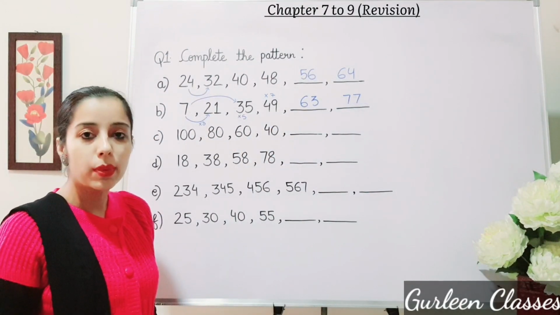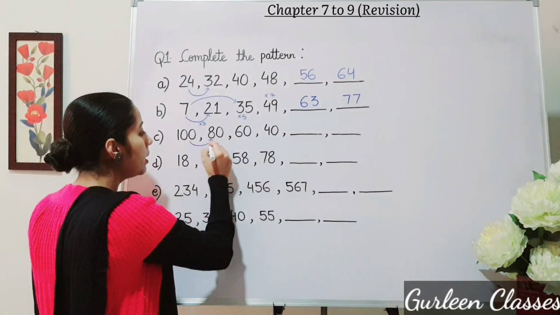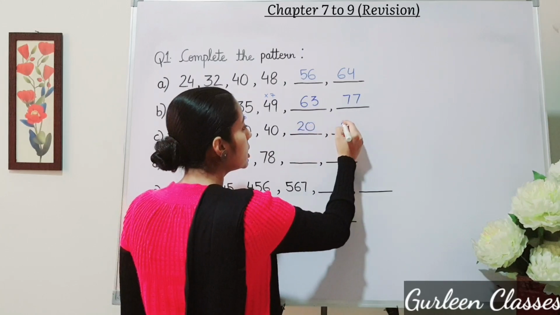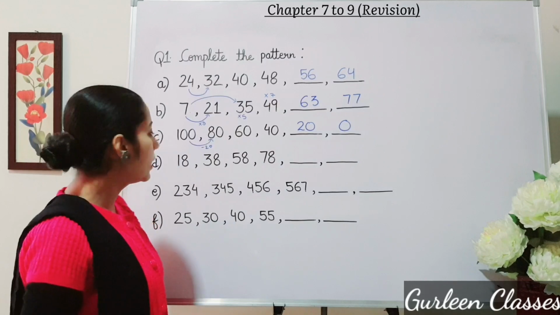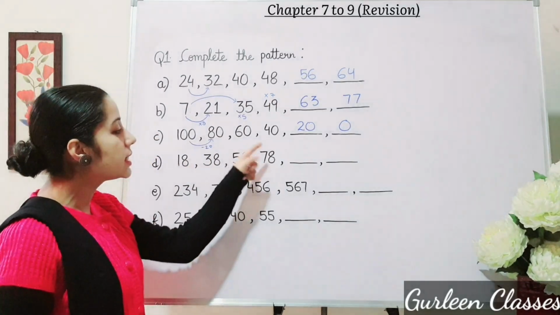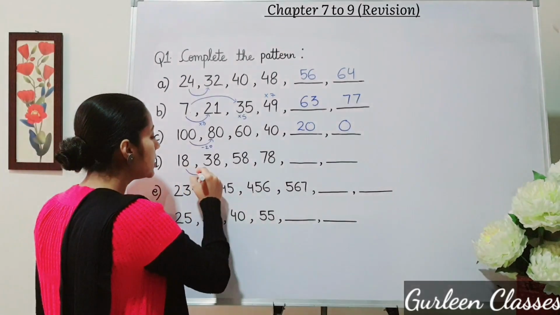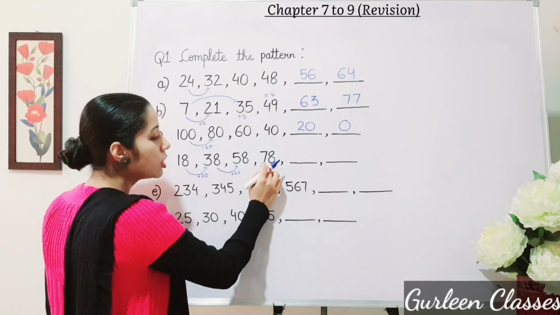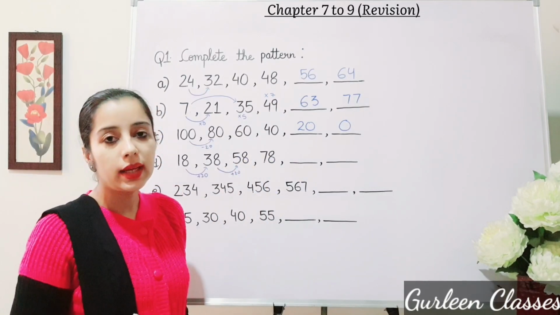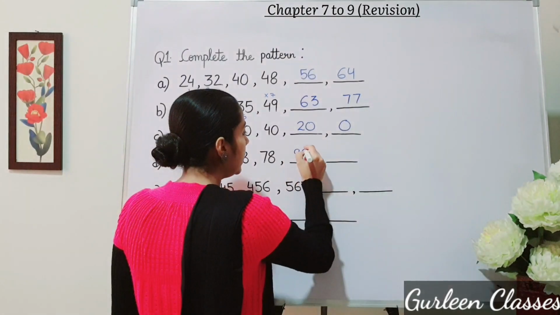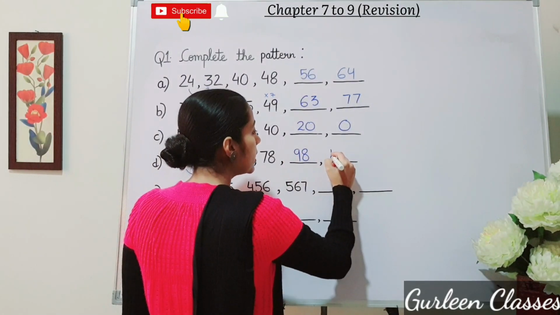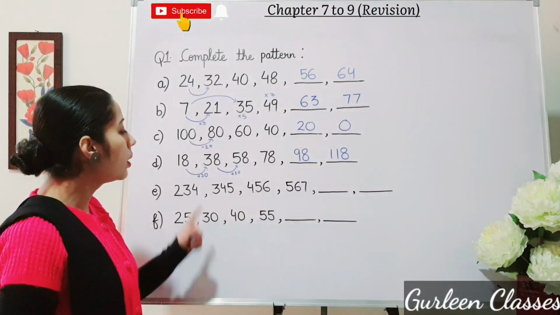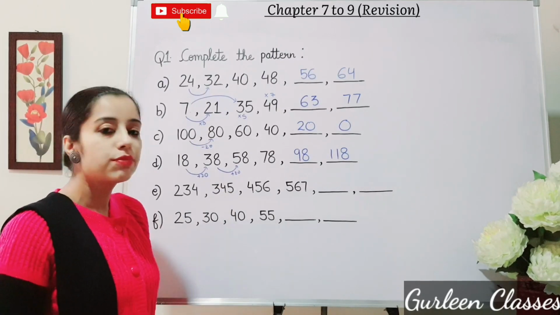Now C part: 100, 80, 60, 40. So you can see it is backward counting, and here we have subtracted 20. So 40 minus 20, 20. 20 minus 20, 0. Now D part: 18, 38, 58, 78. So here you can see it is increased by plus 20. Here also plus 20. Then here also plus 20. So 78 plus 20, 98. 98 plus 20, it is 118.